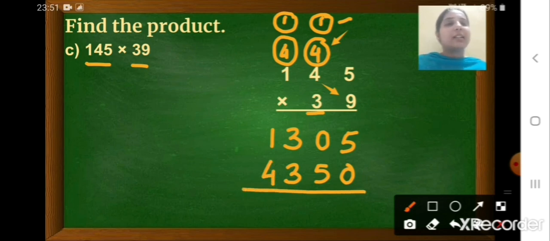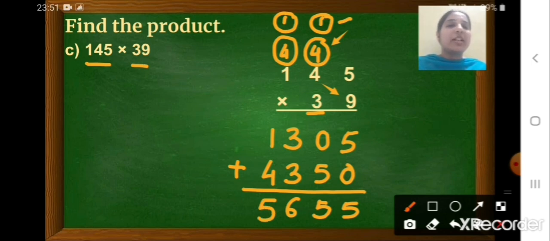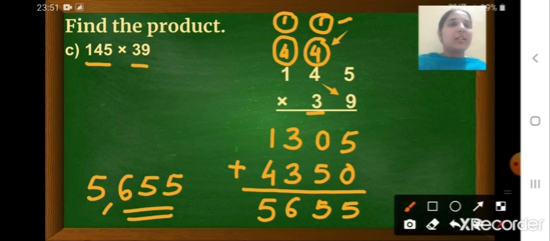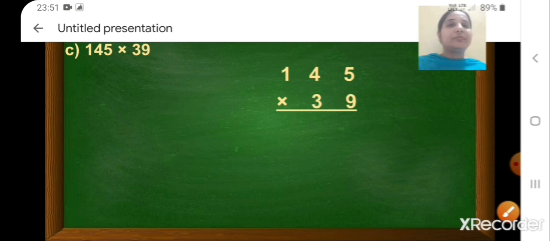Now let's add the products. Now 5 plus 0 is 5, 0 plus 5 is 5, 3 plus 3 is 6 and 4 plus 1 is 5. So what is the product here, children? Yes, it's 5655. Got it, children? Okay, now let's move to the next question.